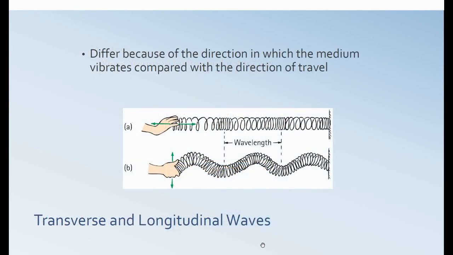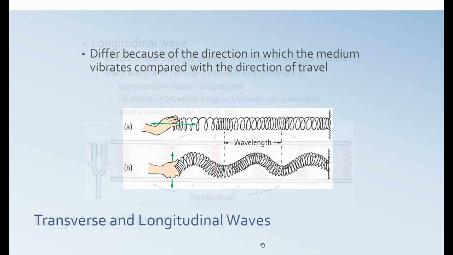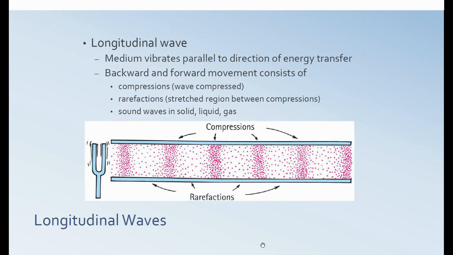We can also talk about 2 different types of waves. We can talk about whether the wave moves in the direction of travel or whether the wave moves perpendicular to its direction of travel. Let's look first at what we call longitudinal waves. With longitudinal waves, the medium that the wave is moving through is going to vibrate in the same direction that the energy transfer is moving. So in the same direction as the wave, that's how the medium is going to vibrate.